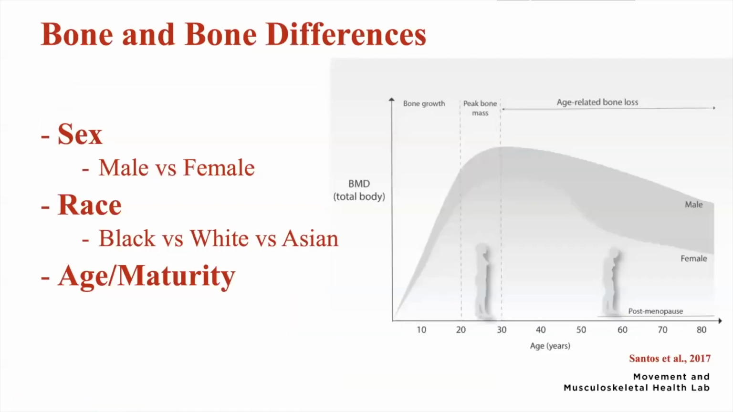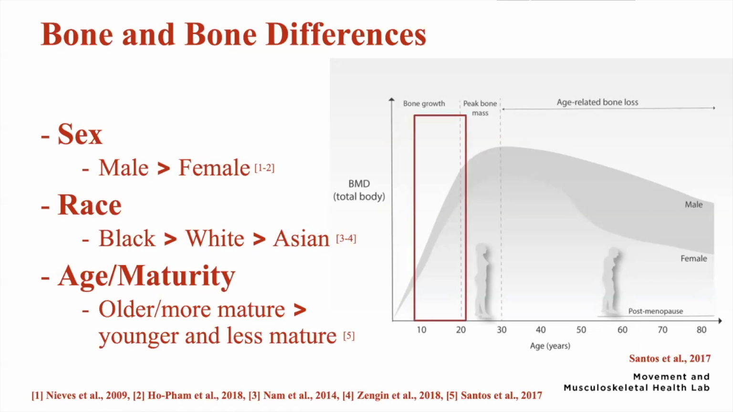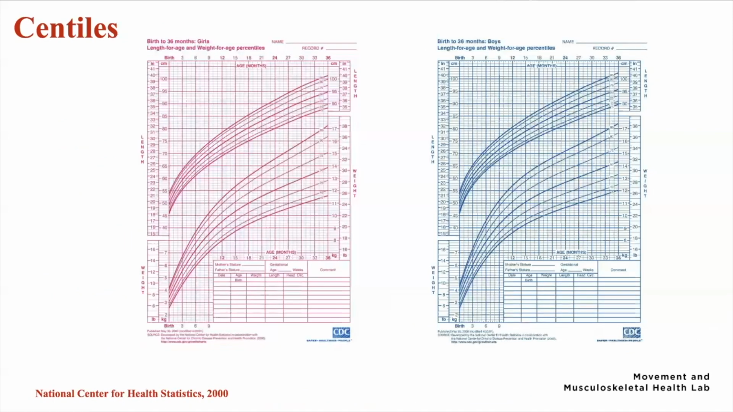So bone differs on a number of factors, including sex. Males typically have more bone mineral density than females. Race: Black people have higher bone mineral density than white people, who have higher bone mineral density than Asian people. And age: the older and more mature you are, the more bone you're going to have. The red rectangle shows the approximate age range of our participants in the study, so you can see that a lot of bone growth is happening during this time.